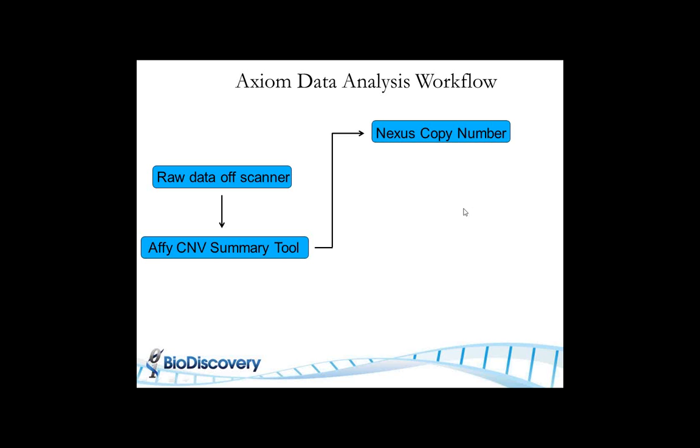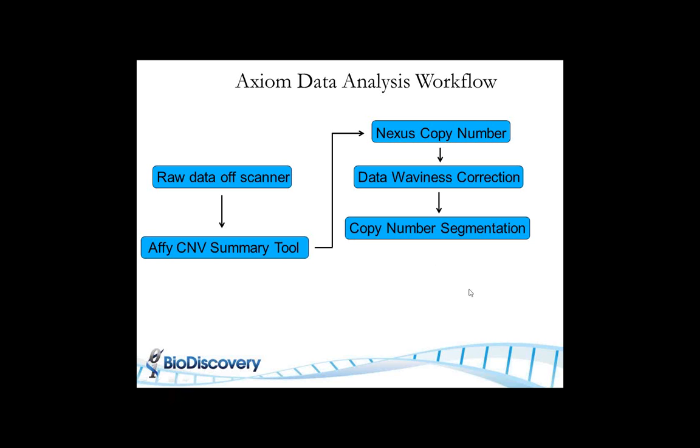From Nexus Copy Number, inside of the software, the first thing we do is the so-called data waviness correction. A lot of times people found this data log ratio is wavy based on the GC content of that region. So the software can do a quick correction to straighten them up before you even go into copy number analysis. After that, the software has its own algorithm to call copy number segmentation from the log2 ratio and the B allele frequency information coming out from the summary tool.